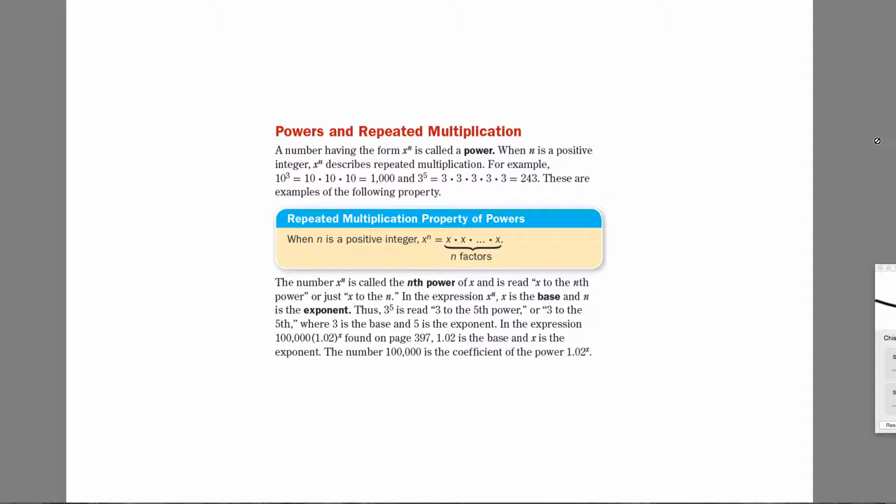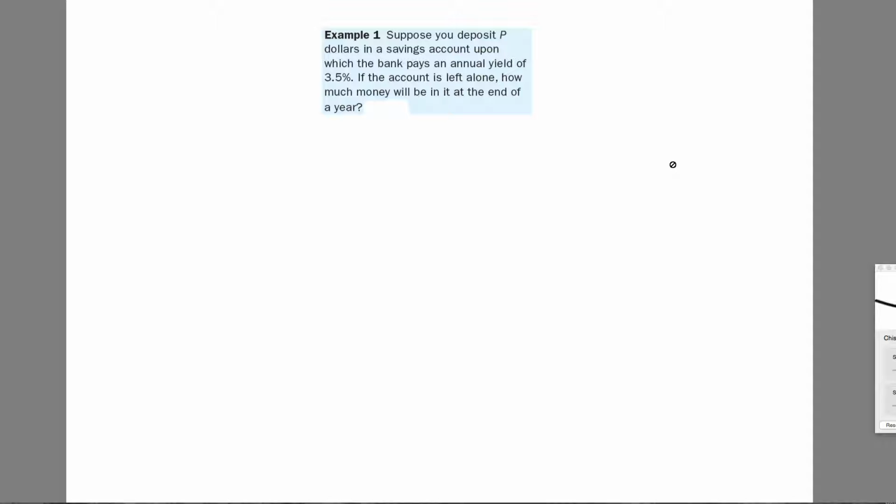Let's take a look now at some compound interest problems and see what we can do with those. You have some examples in the book. You absolutely should read through and know what the terms are, so you know what they are when you're reading it in the problem. Example 1: suppose you deposit P dollars in a savings account upon which the bank pays an annual yield of 3.5%. If the account is left alone, how much money will be in it at the end of the year?